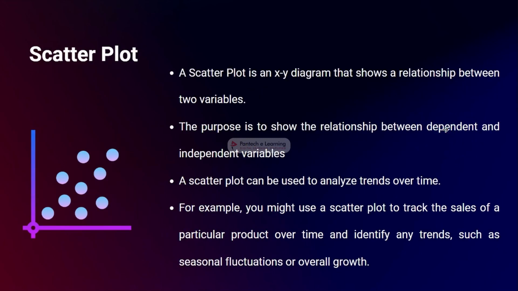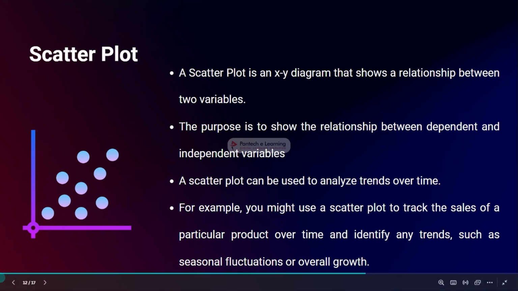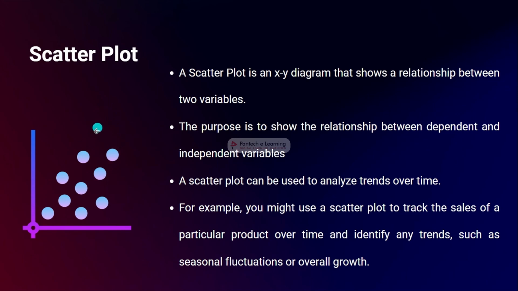And talking about the scatter plot, a scatter plot is an XY diagram that shows the relationship between two variables. The purpose of it is to show the relationship between dependent and independent variables. A scatter plot can be used to analyze trends also over time. You could see a trend. You could also get the x and y axis. This can be used to find clusters. If you plot it and find a group of clusters here, a group of clusters here, you can find a similar set of people and trends with the help of that.